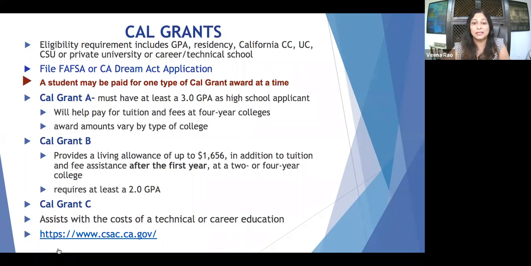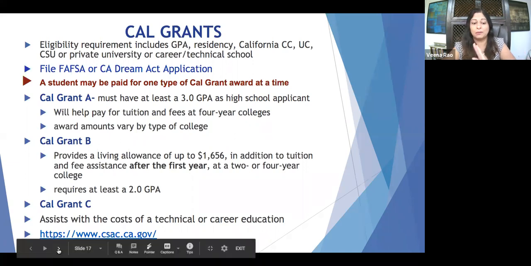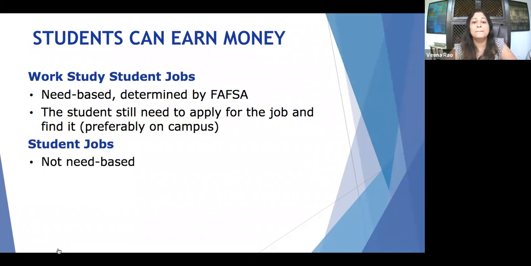But in subsequent years, it's possible that you end up getting a Cal Grant award that is a combination of Cal Grant A and Cal Grant B, meaning they'll add the money you're entitled to for the type of university you're attending, and then tack on the extra 1,656. But the information is all available on the state's website, and I'll provide you a link to that after this presentation.